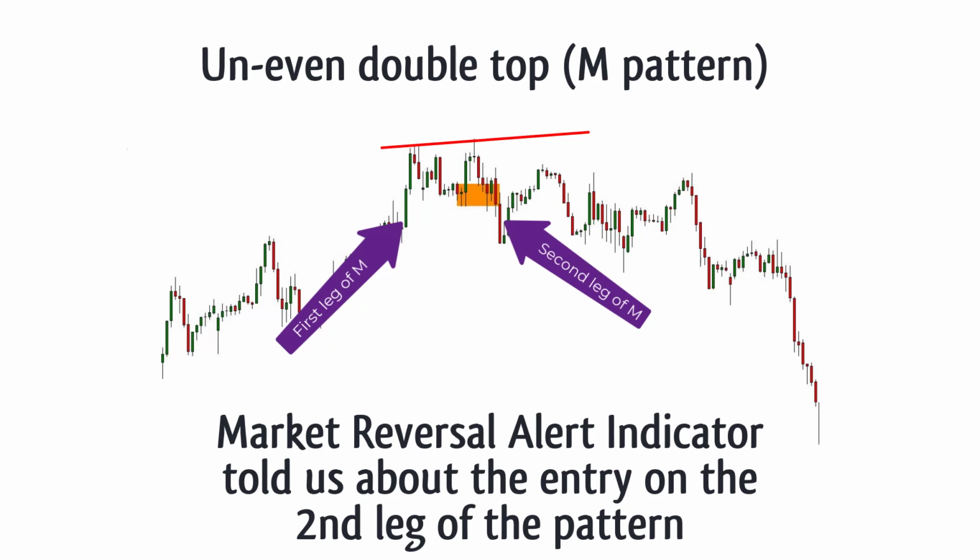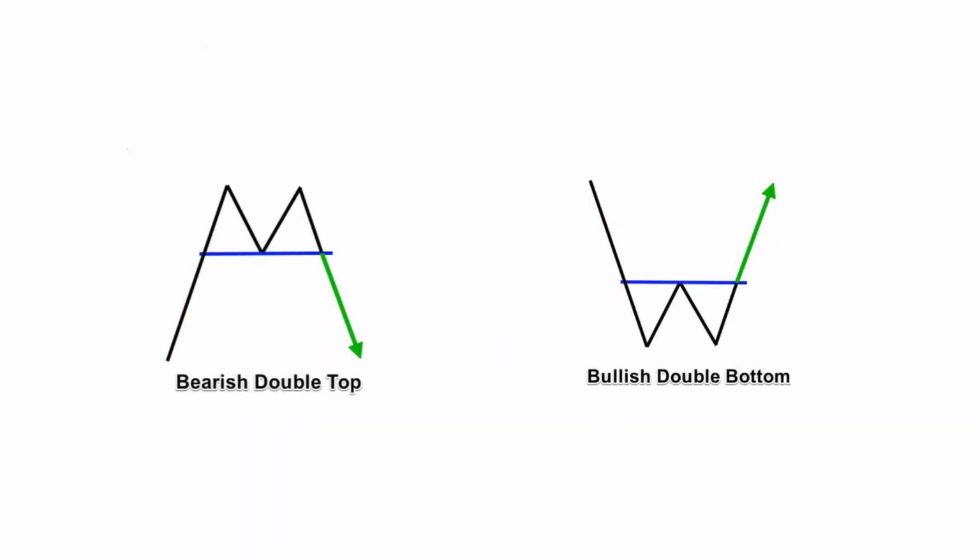There's two other types of double top, which people tend to class as M and W patterns for obvious reasons. They look like M's and they look like W's. But you get uneven versions of these as well. So you have the second leg sometimes being extended, where price will put in a slightly higher high, and then it will continue to move to the downside. And with those ones, you will get a market reversal alert definitely on the second leg, because when it puts in a new high, we'll have a new supporting rectangle drawn, which will then get broken and alerted.